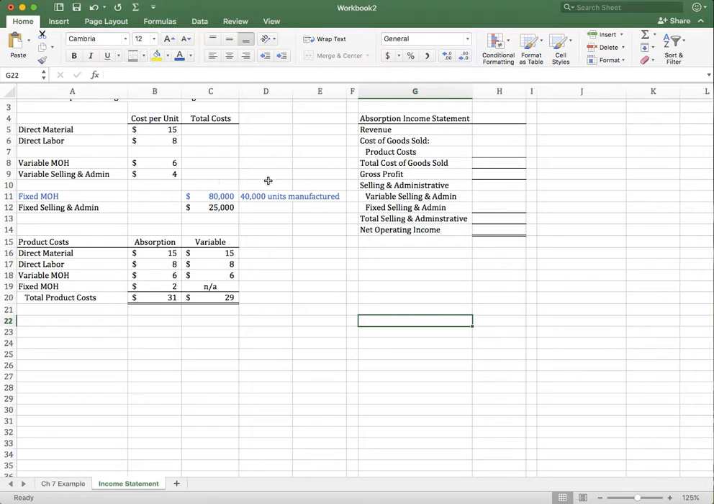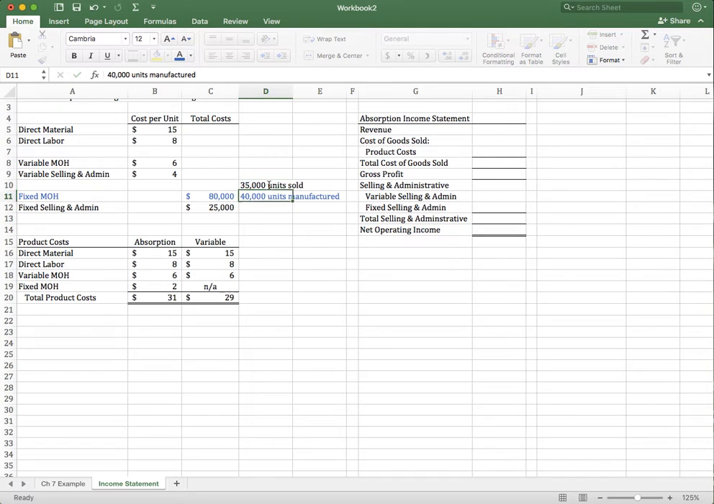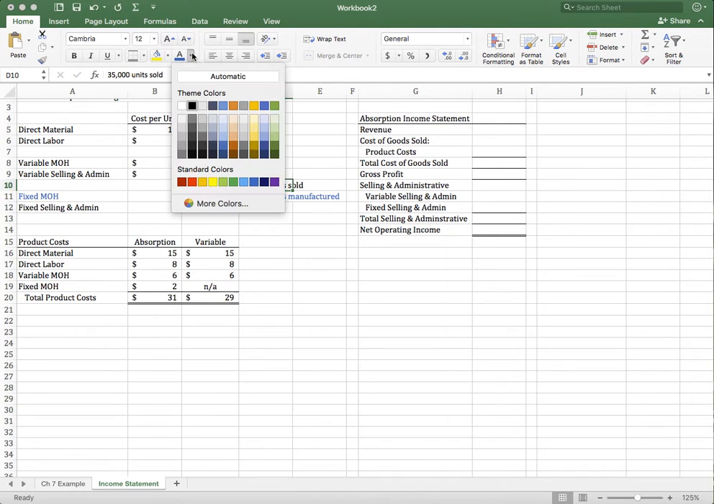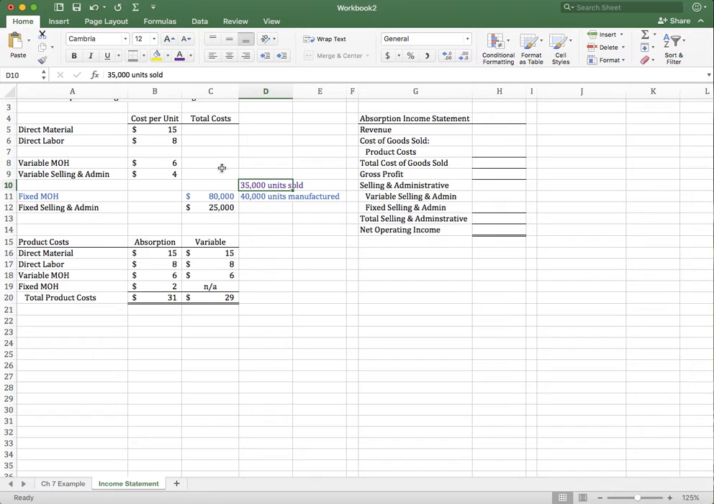So I'm going to add some information right here, and that'll be that 35,000 units are sold. We're just going to add that information because we need it for the income statement. And not only do we need that, we need a selling price. So I'm going to determine that the selling price is $40 per unit selling price. So that's going to help us a little bit.